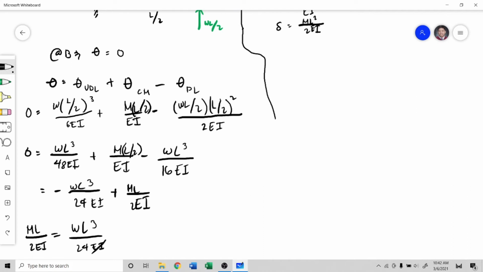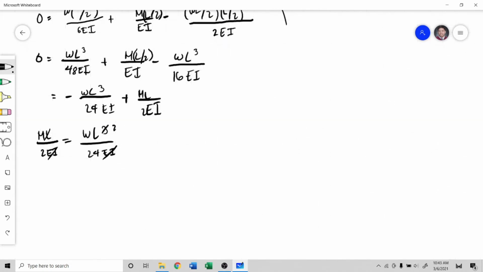Now, cancel natin si EI. Cancel natin si isang L. This is L squared. And we lift, no, the 2 upward. So that's M equals 2 omega L squared over 24. So cancel itong 2. Magiging 12 na lang ito. Therefore, M natin would be omega L squared over 12.